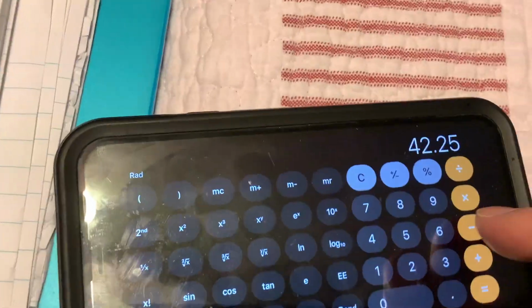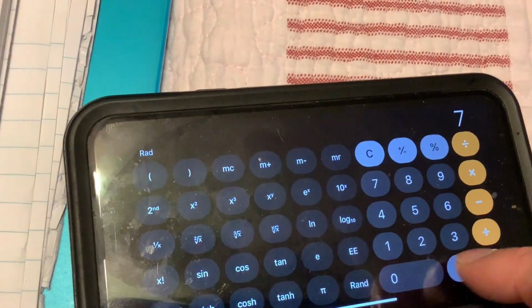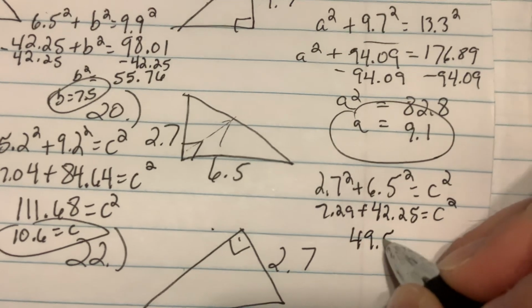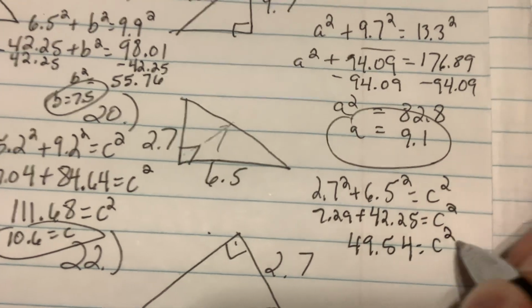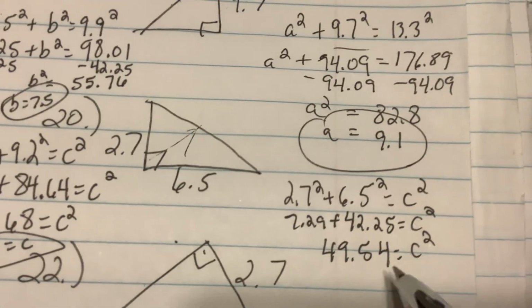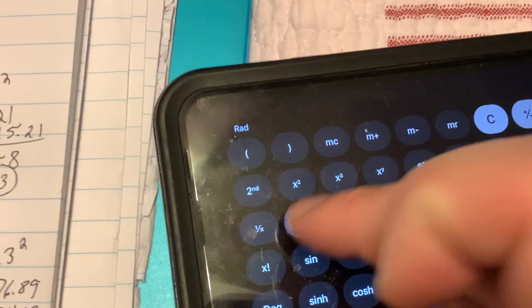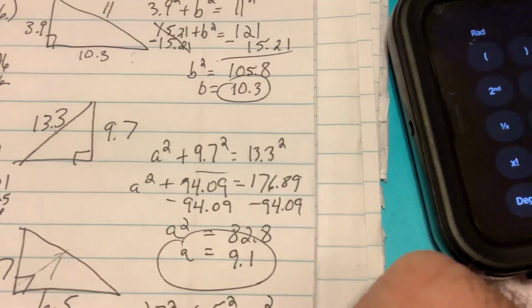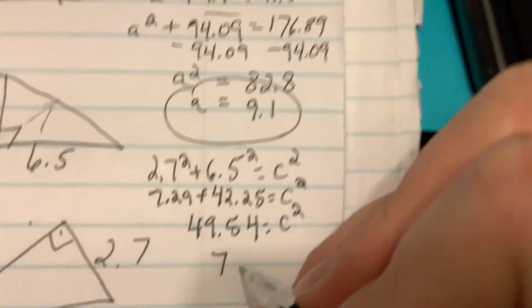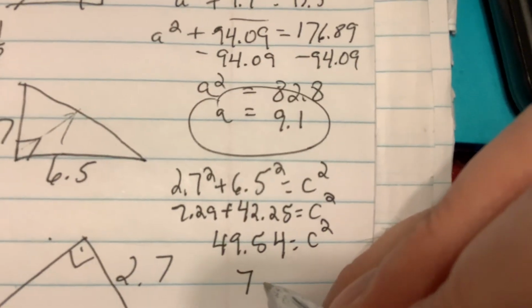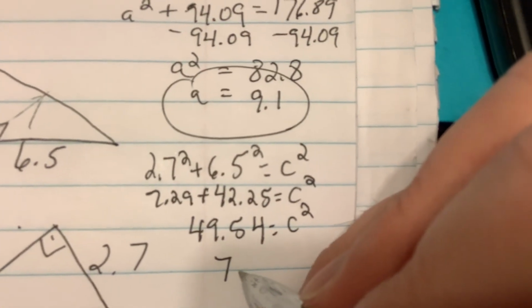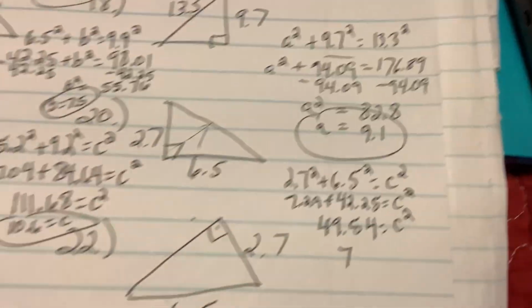So we need to add these together. 49.54 equals c squared. And then we need to square root it. 7.0 or 7. If we're rounding to the nearest tenth, it's 7.0, so 7. Okay.